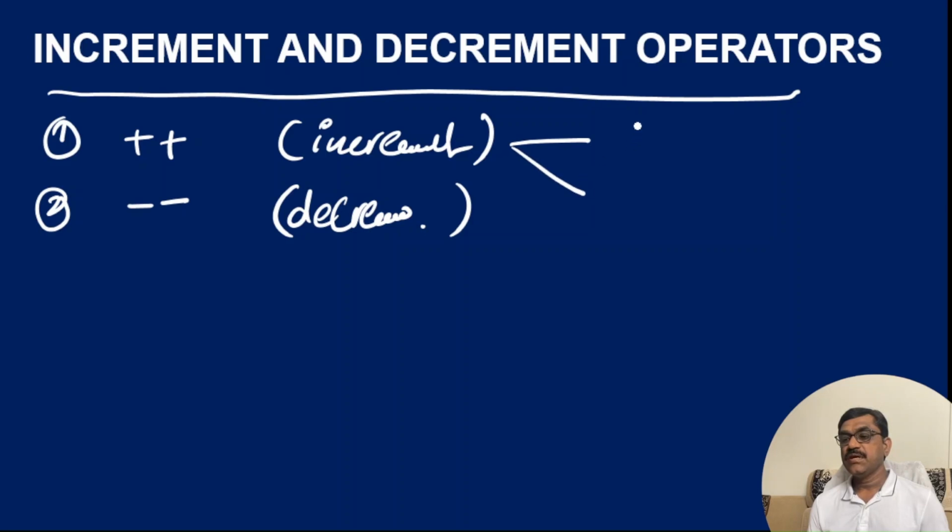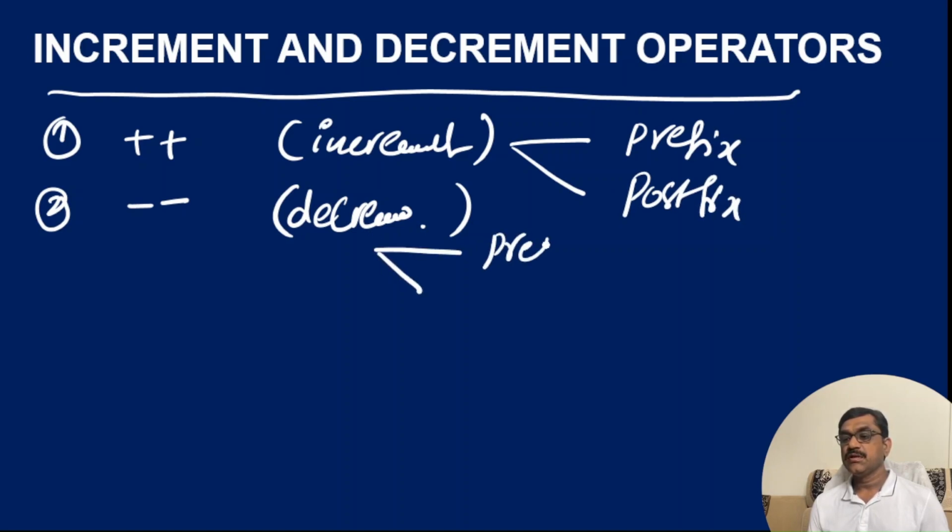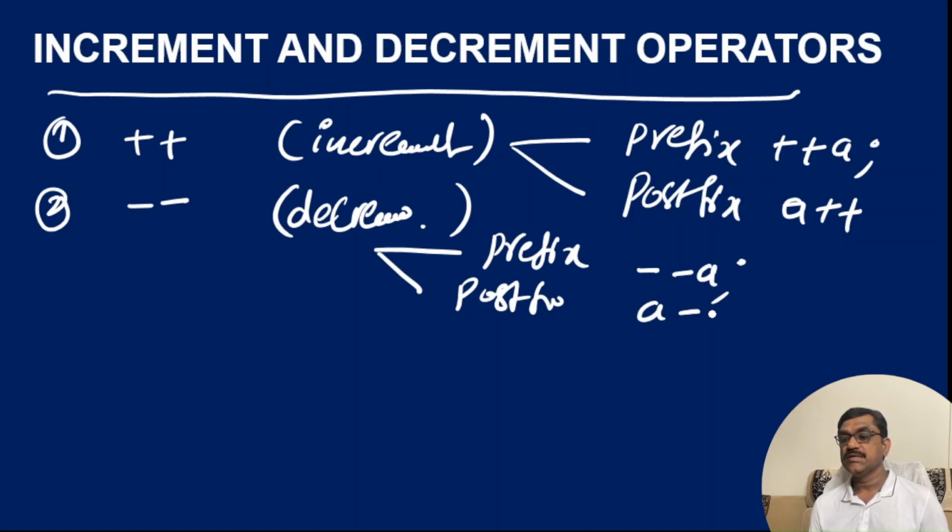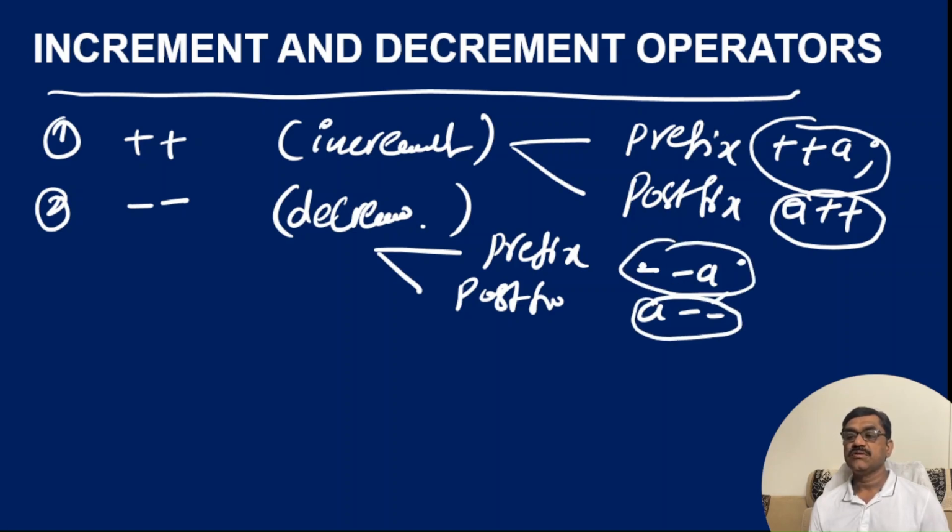Now the plus plus can be either prefix or postfix. Similarly, the decrement operator can also be written in the form of prefix or postfix. Prefix means we are taking the operator first and the operand next. That means plus plus a. Postfix means a plus plus. Similarly, for the decrement operator, minus minus a and a minus minus. This is pre-increment and this is post-increment. This is pre-decrement and this is post-decrement. So these are the two forms of increment and decrement operators.